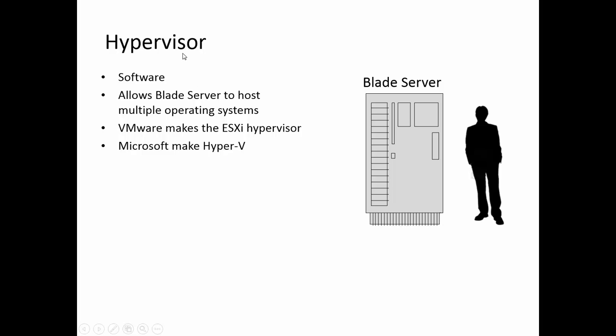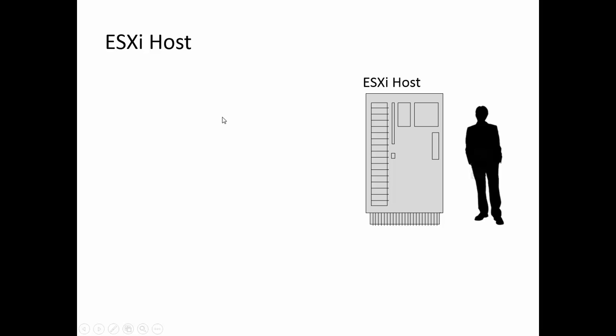The hypervisor is the software that runs on the big blade server that allows it to run multiple operating systems simultaneously. So when we call a computer an ESXi host, what we mean is that it's a big server that has the VMware ESXi hypervisor installed on it.